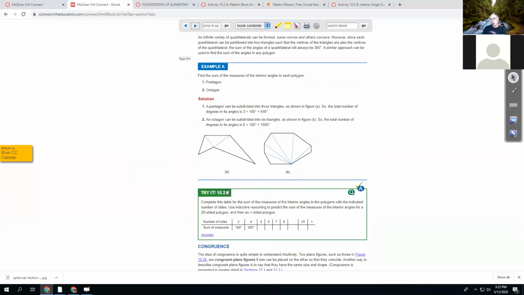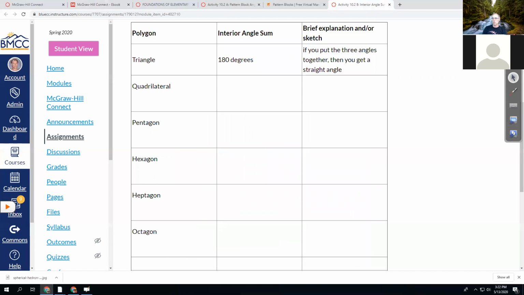And so basically this activity was the try it 10.2.2. And they have all the answers here. And my hope was that answer made sense to you based on the evidence. So we're going to go through this evidence here together right now. So back to my notebook.